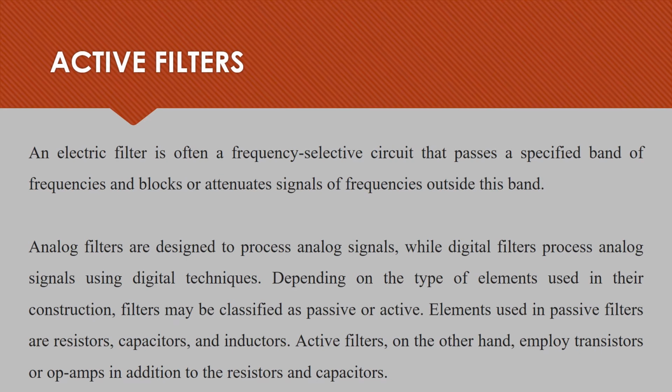So as already discussed, an electric filter is often a frequency selective circuit that passes a specified band of frequencies and blocks or attenuates signals of frequencies outside this band. Analog filters are designed to process analog signals, while digital filters process analog signals using digital techniques. So we will be talking of active filters. The elements used in active filters are op-amps and some passive elements, resistors and capacitors.